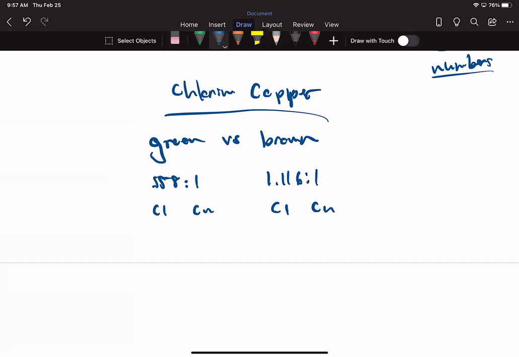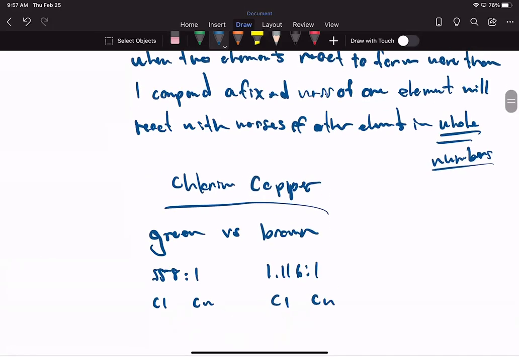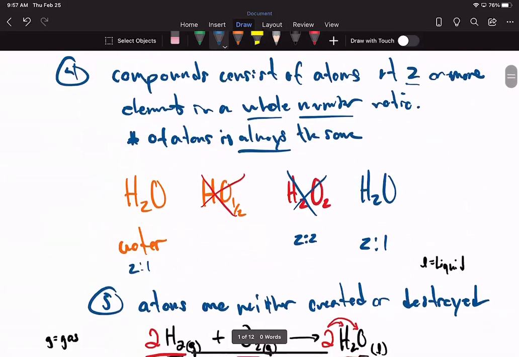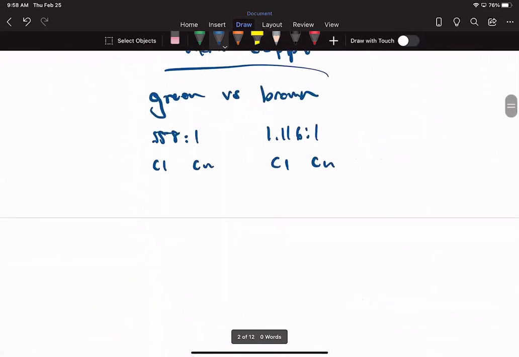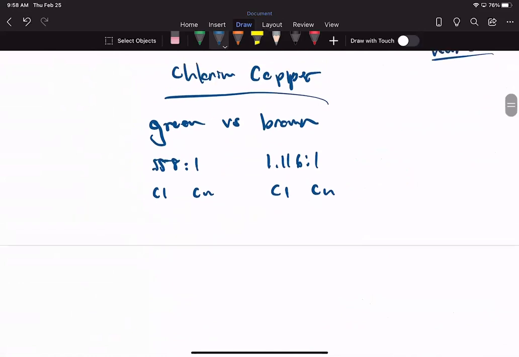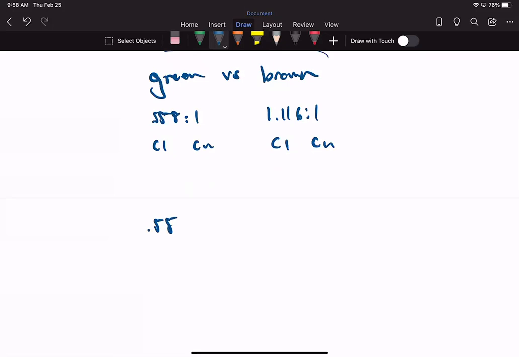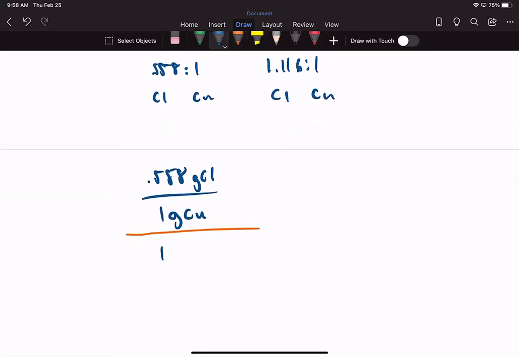So what do we mean by this law of multiple proportions here? Well, these are definitely not whole numbers, but when we're talking about whole numbers, we're talking about the atoms, right? We're talking about Dalton's law that we just went over, that they're always going to be in some whole number ratio. So if we look at these masses, let's see if we can get this whole number ratio from these mass ratios. If we take 0.558 grams of chlorine for every 1 gram of copper, and we divide that by 1.116 grams of chlorine for every 1 gram of copper.